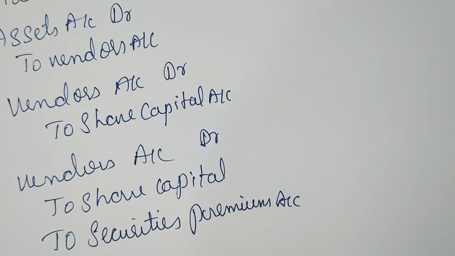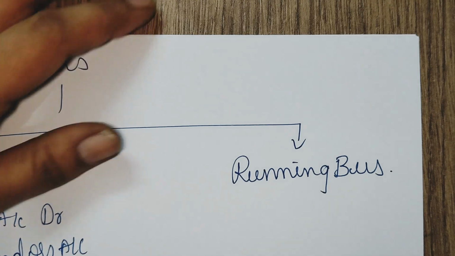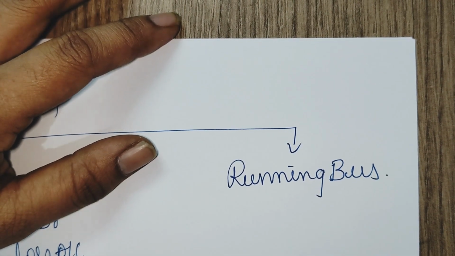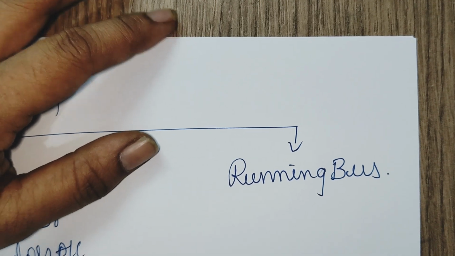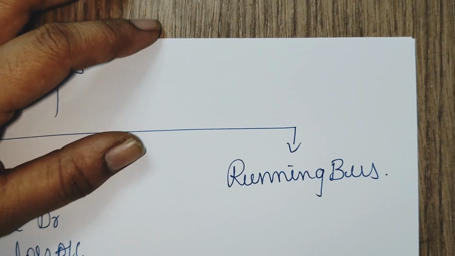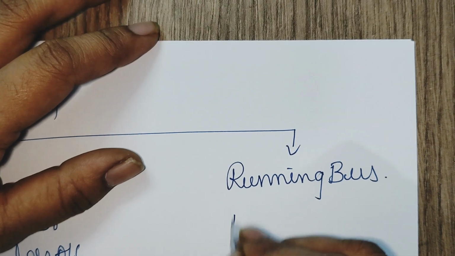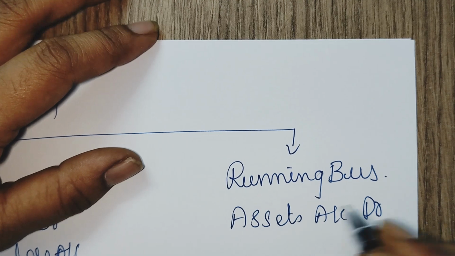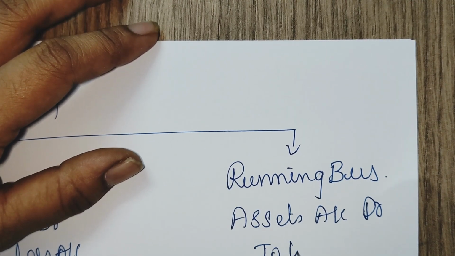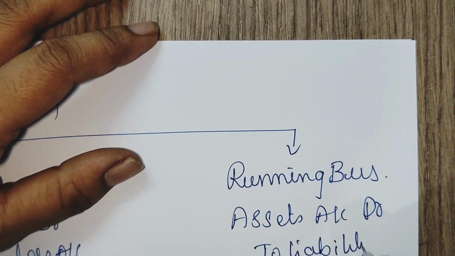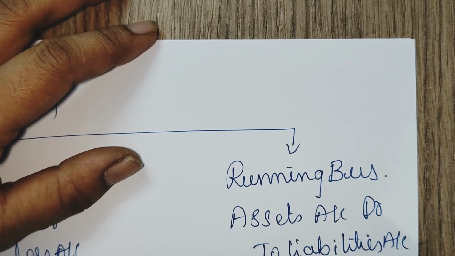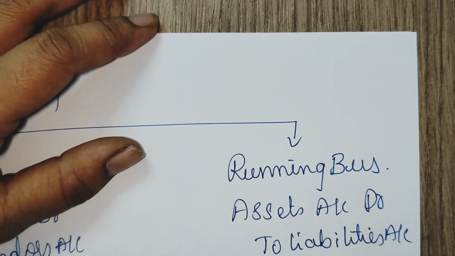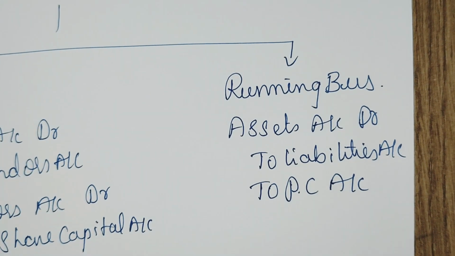If in case you are running a business, how are you valuing the business? The value of the business is total assets minus liabilities. You will get the value of the business. It is called the purchase consideration. The entry is asset account debtor to liabilities account, to purchase consideration account. PC means purchase consideration account.